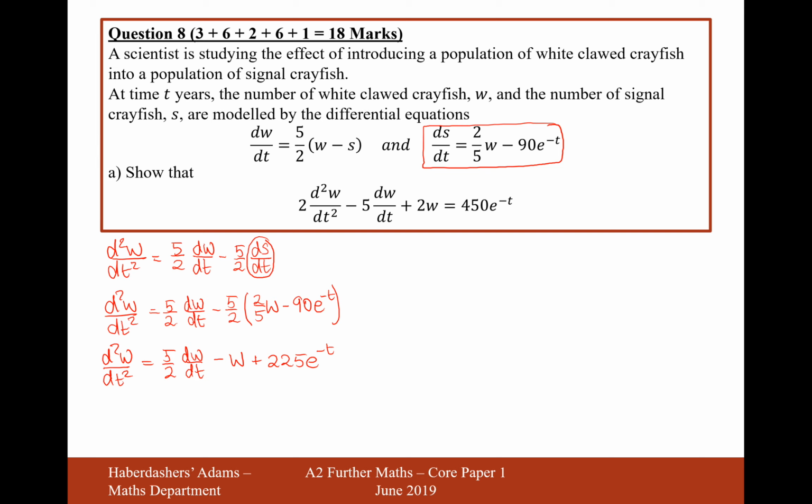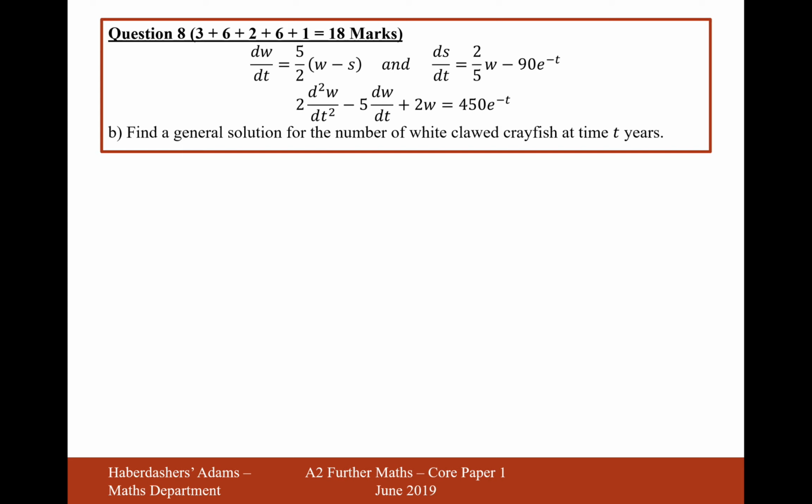Now I think what they finally want us to do is to times by 2 and move the w's all onto the left hand side. So therefore it's going to be 2d squared w by dt squared minus 5 dw by dt plus w equals, now we have to, 2w, because we have to double everything, and then it's going to be double of 225, so 450 e to the minus t. So there we are, that's the answer for part A. Let's now move on to part B.